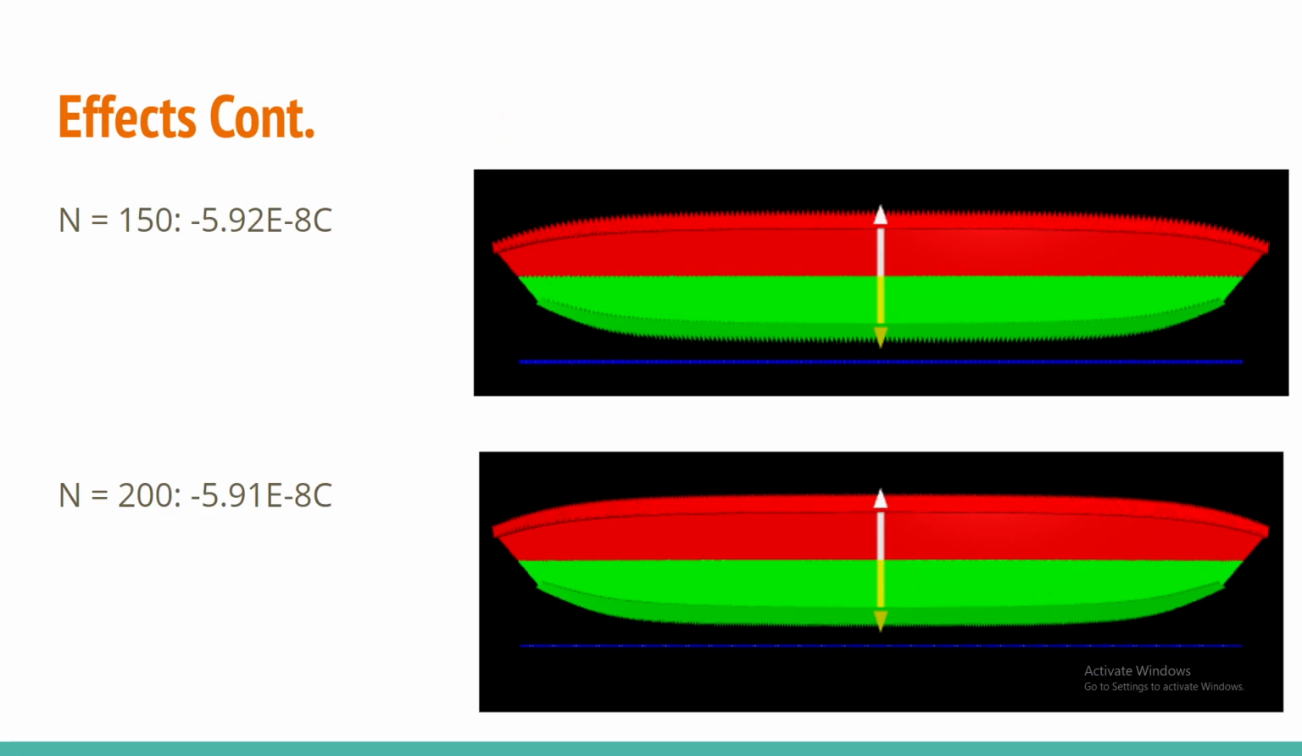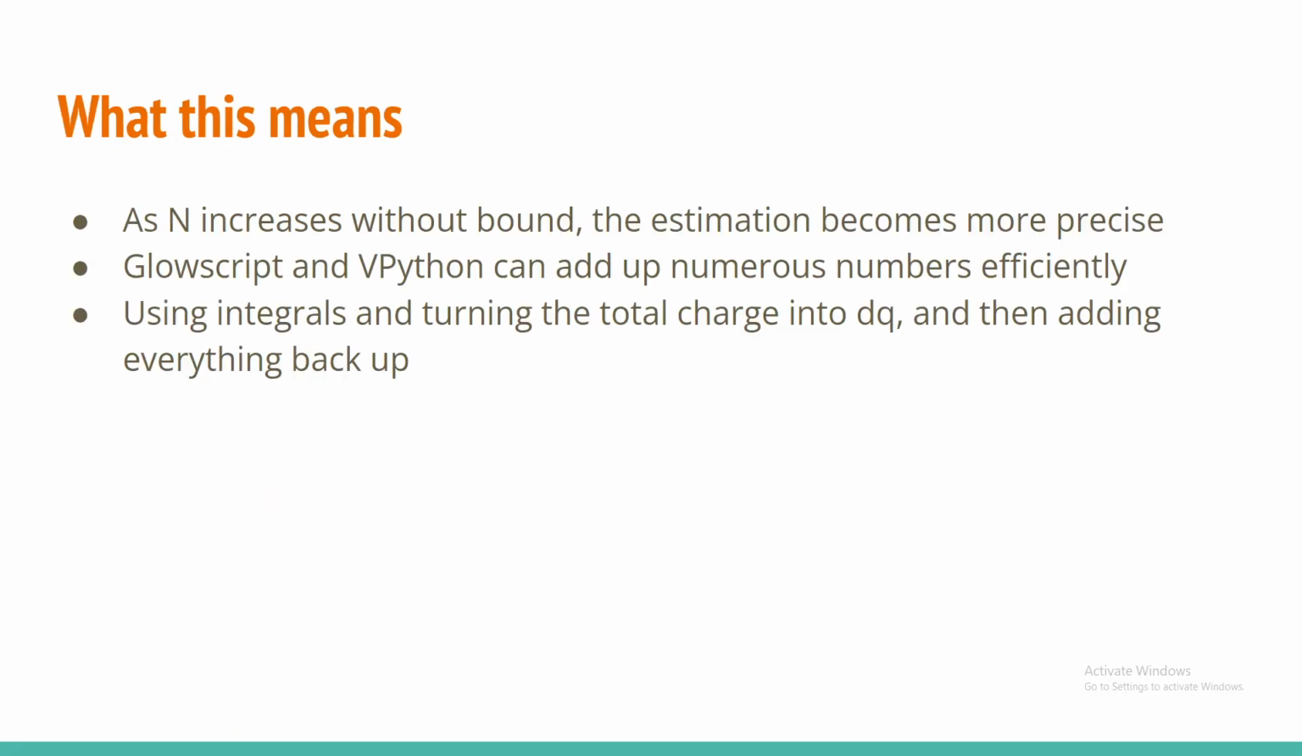I just wanted to try for fun, so I set N equal to 150 and N equal to 200, and as you can see, there's a lot more arrows, and that means that it's a lot more precise in its calculations. As N increases without bound, the estimation becomes more precise, and this can be done easily because we have access to GlowScript and VPython, because the computer can add up numerous numbers efficiently rather than doing it by hand.